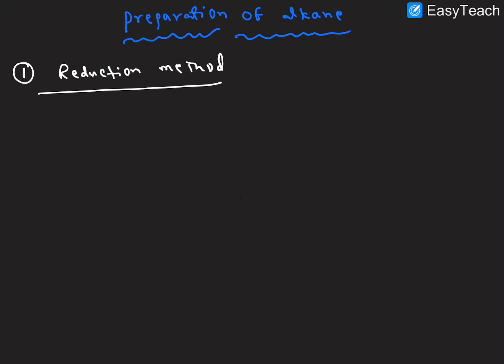First method is the reduction method. It's a very important preparation of alkanes, especially Wood's reaction and Kolbe electrolysis. And here the first method is from alkenes.